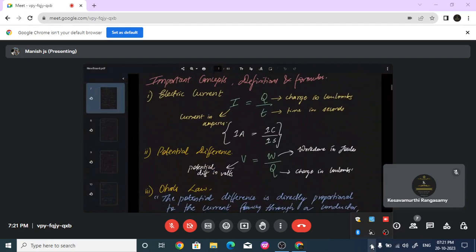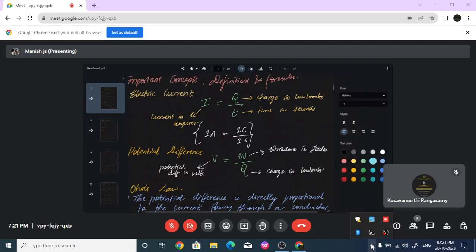The important concepts, definitions, and formulas. The first one is electric current. We can say electric current is nothing but the rate of flow of charges. So I is equal to Q upon T, where Q is charge in coulombs and T is time in seconds. This is the first and foremost. Further, you can also write Q, or charge, as n times electrons, integral multiples of electrons. It can be expressed that way also.